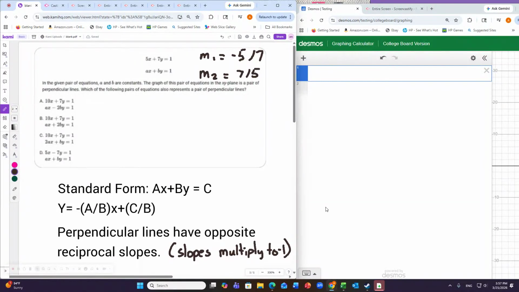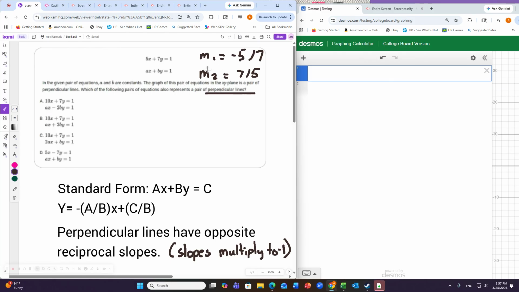All right, here's a good problem, and it really helps you become efficient, because many people can do this problem, but if it takes you like 3, 4, 5 minutes, that's too long. So we have this given pair of equations, A and B are constants. The graph of this pair of equations in the xy plane is a pair of perpendicular lines. Which of the following equations also represents a pair of perpendicular lines?